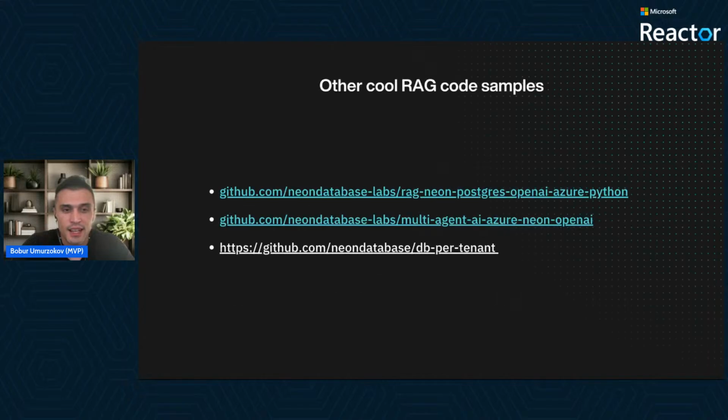And there are other cool RAG code samples you can find in the repo for Neon Database Labs. We are playing around with different applications. There are multi-agent Azure AI samples also. I demonstrated how multi-agents collaborate with each other with a shared database or separate databases. I also recommend you visit the multi-agent Azure solution hosted on Neon. And there are other RAG application examples built by me in these repos.